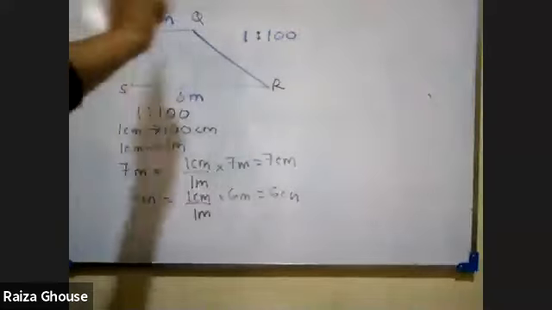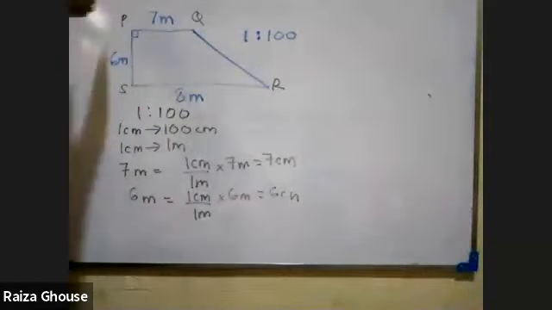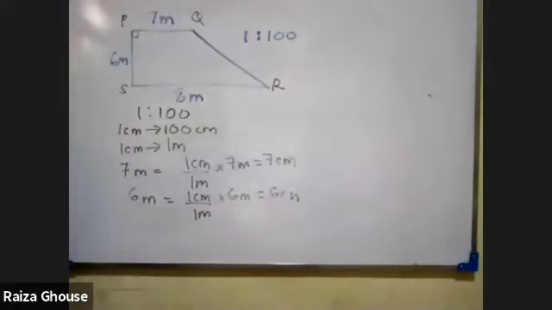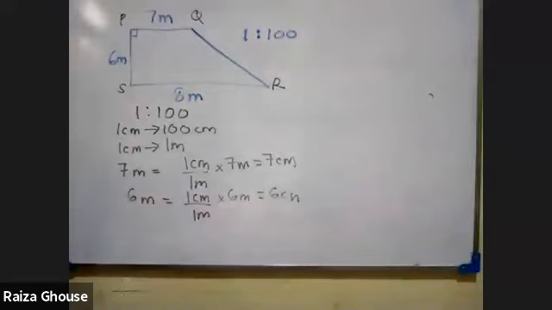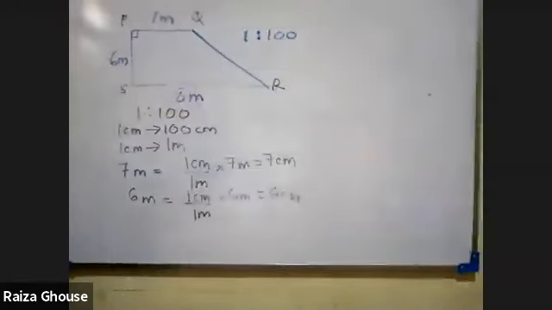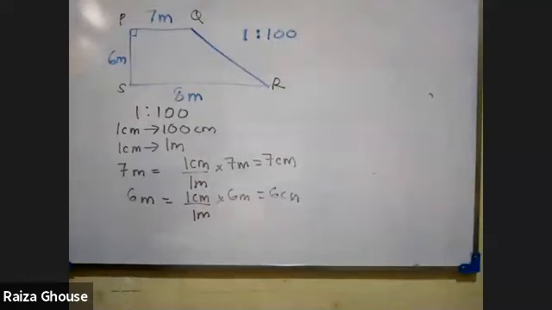PQ, measure 7 centimeter, draw it. PS, measure 6 centimeter, draw it. SR, measure 8 centimeter, draw it. Then finally, join QR. Done. Most of them are done.